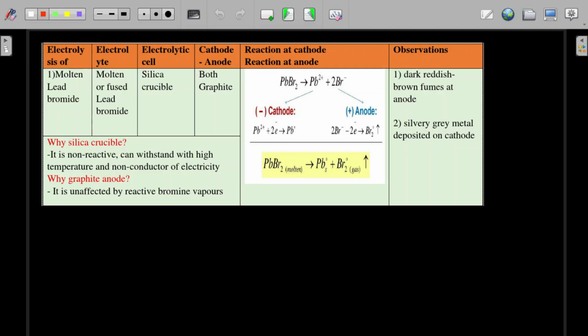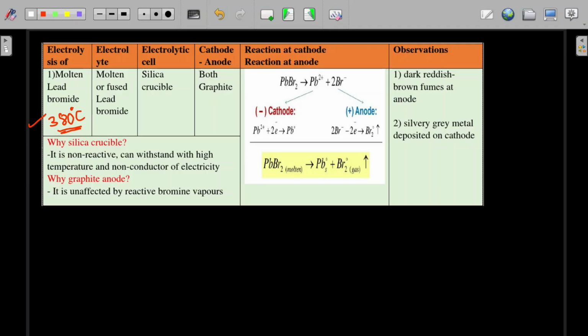We have three examples. The first example is the electrolysis of molten lead bromide. Remember, it is not aqueous, it is molten. Therefore, you have to keep on heating the substance till the reaction gets complete. So we have to keep the temperature at 380 degrees Celsius, that is the melting point, so above the melting point throughout the reaction.